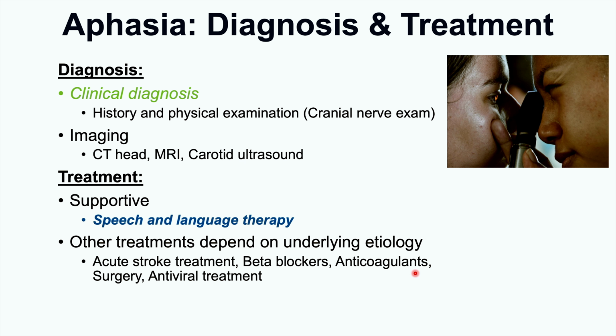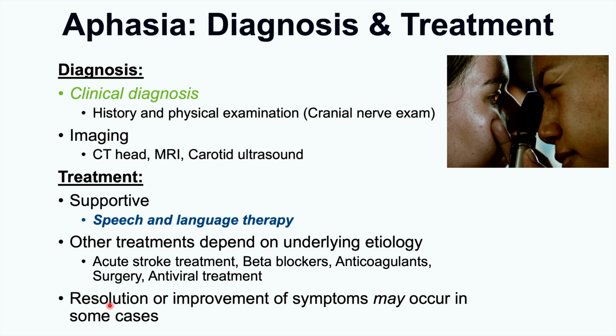Beta blockers and anticoagulants may be used in the case of atrial fibrillation that may have caused a stroke. Surgery may be a treatment if there's a brain mass. Antiviral treatments may be used in the case of encephalitis. So if it's herpes encephalitis, we can use acyclovir. So that could also be used as well. And then resolution or improvement of symptoms may occur in some cases.